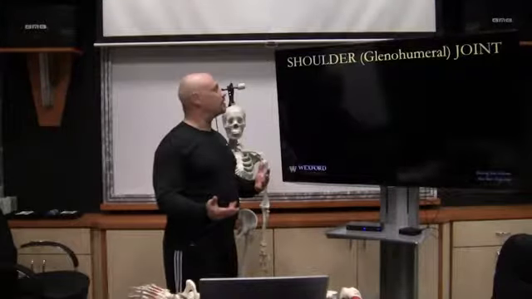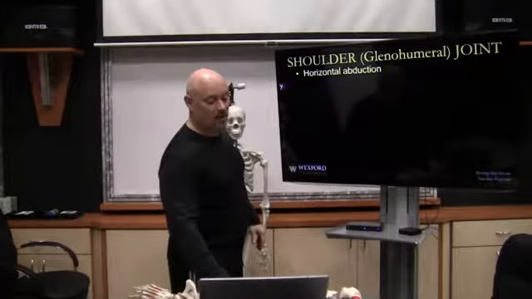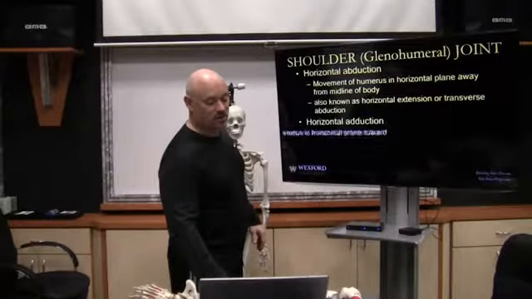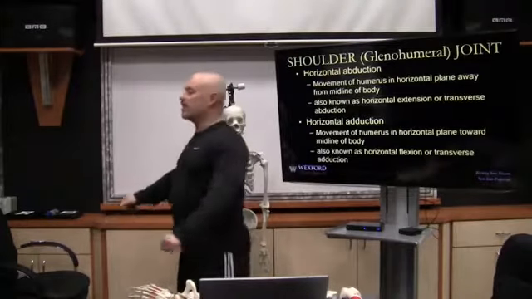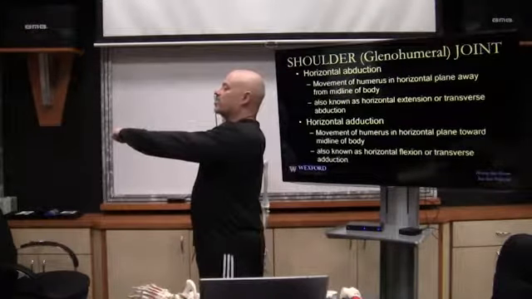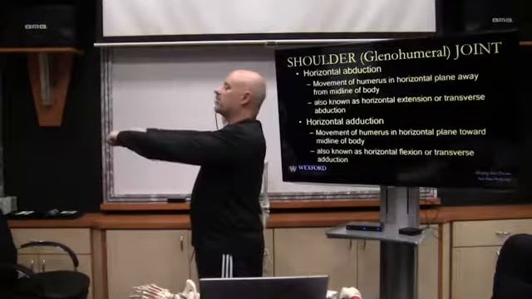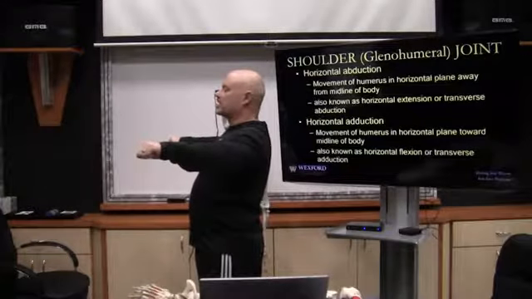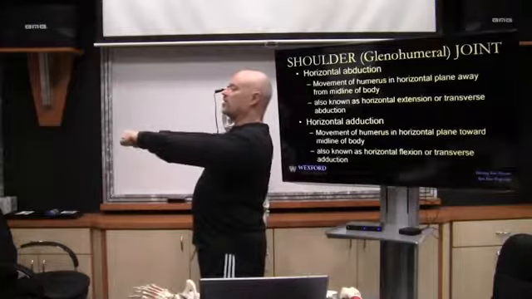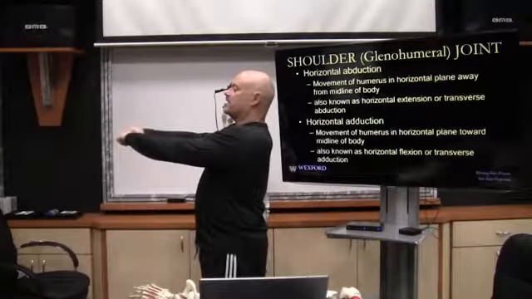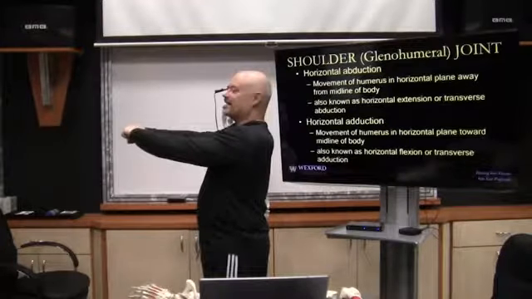Another movement of the shoulder girdle or the shoulder joint is what they call horizontal abduction and horizontal adduction. That's nothing more than, with the arms out in front of you, as we move through the transverse plane and move the arms away from the midline, that's called horizontal abduction. As we move the arms together again, we're moving toward the midline, that's called horizontal adduction.